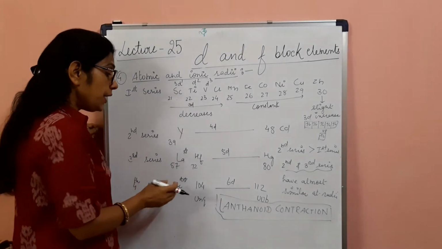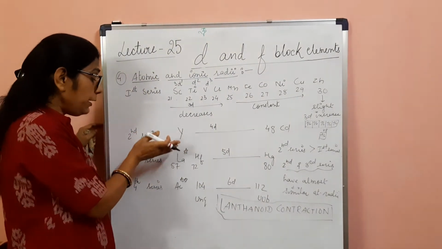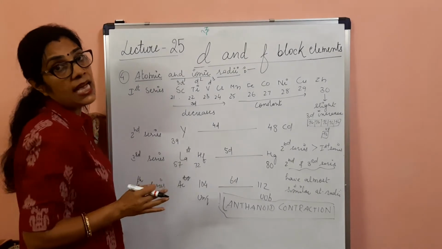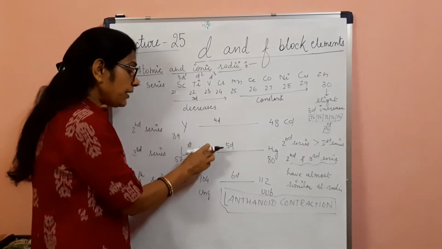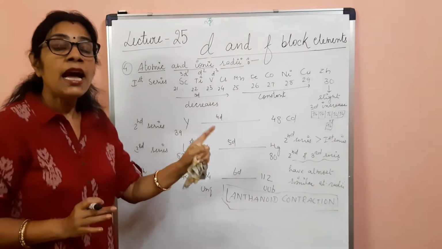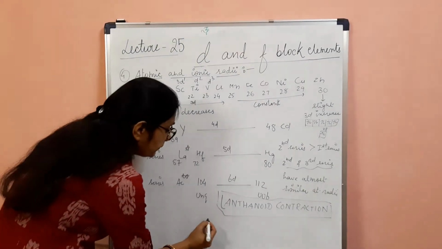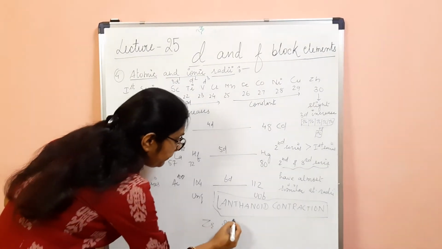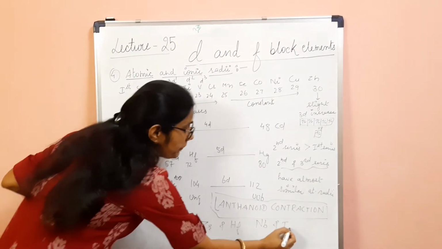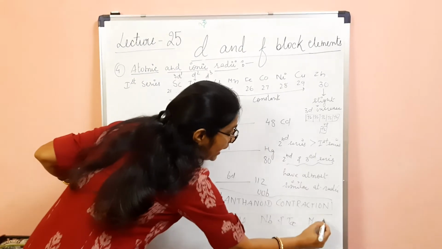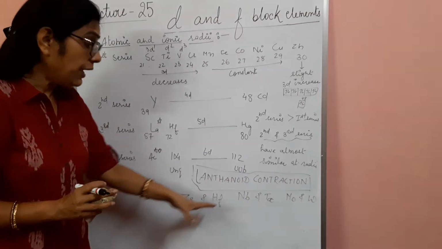So what happens? This lanthanoid contraction affects or influences the elements of the third transition series as well. So as a consequence of this, elements of the second and third transition series have almost similar atomic radii. And the example is zirconium and hafnium, niobium and tantalum, molybdenum and tungsten. Okay, these three sets I have given you as examples, very important.